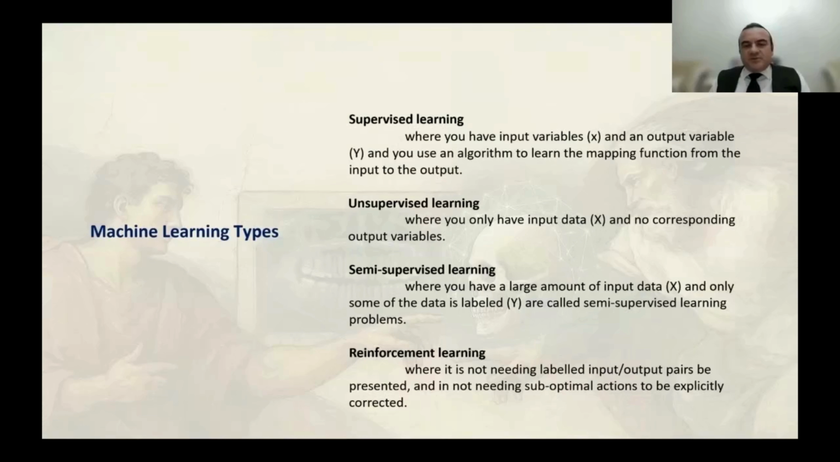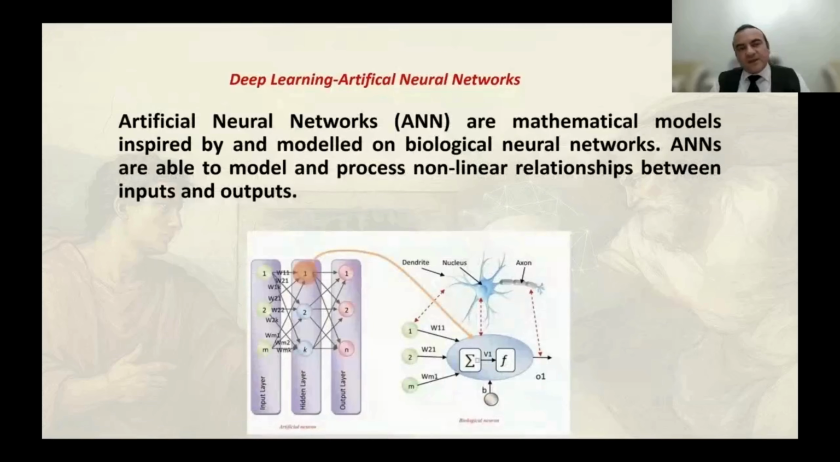The term semi-supervised learning came after supervised and unsupervised, where you have a large amount of input data, but only some of the data is labeled, so you are expecting the machine to learn from this data. And finally, nowadays we are heavily using reinforcement learning, where there is no need for any labeled input data, so we are forcing the machine to learn by itself. So these are very simple fundamentals of machine learning, but how about deep learning?